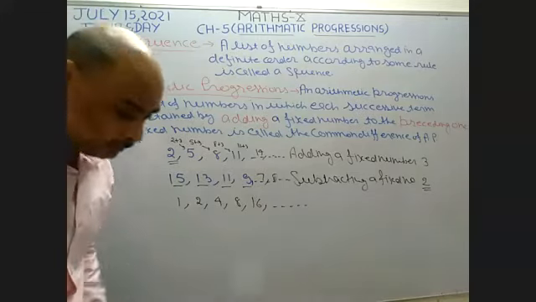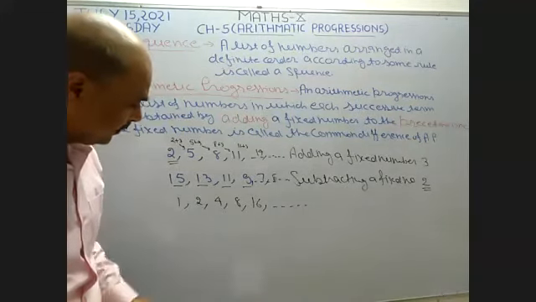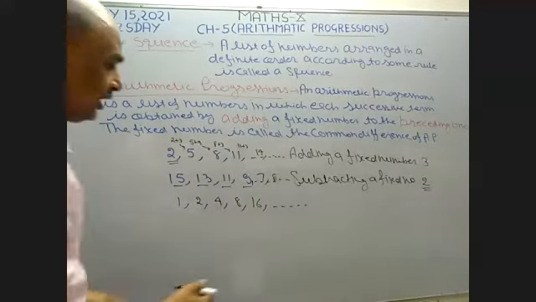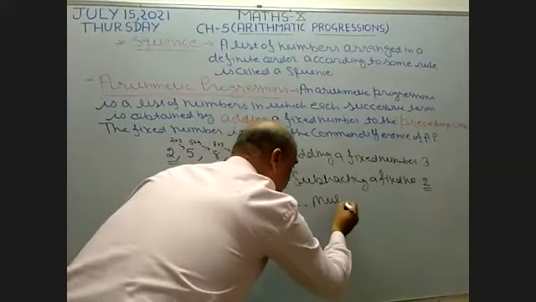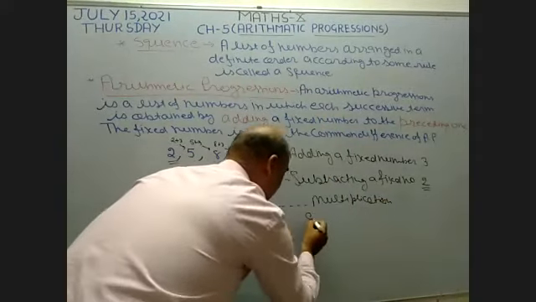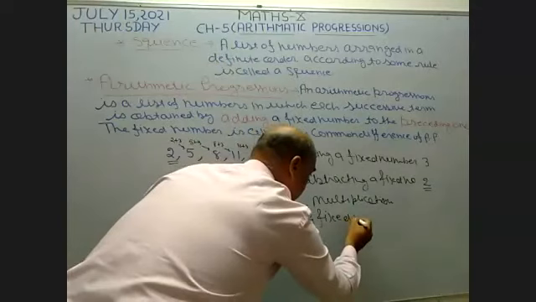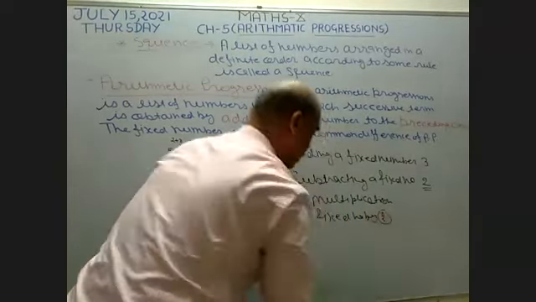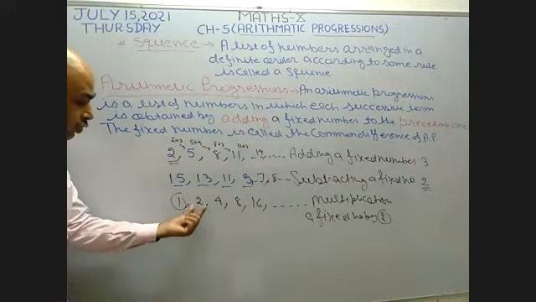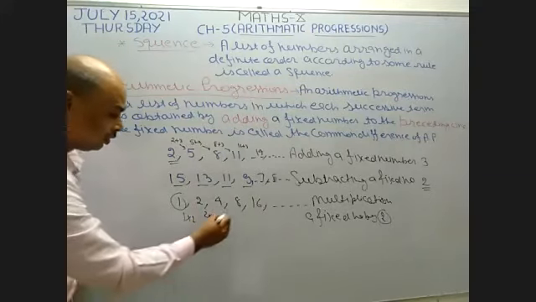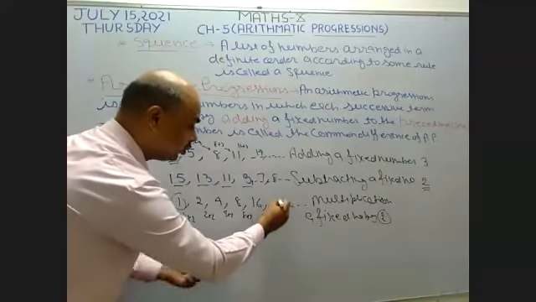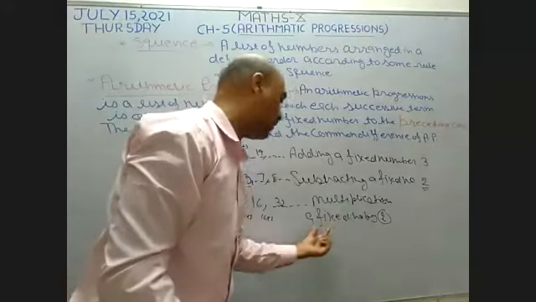Sir, it will go on like 16, 32, 64. Every digit will be multiplied by 2. Okay, very good, very good. Multiplication of a fixed number by 2. The first number is 1. You multiply by 2 and this becomes 2. 2 into 2, 4. 4 into 2, 8. 8 into 2, 16. 16 into 2, 32.